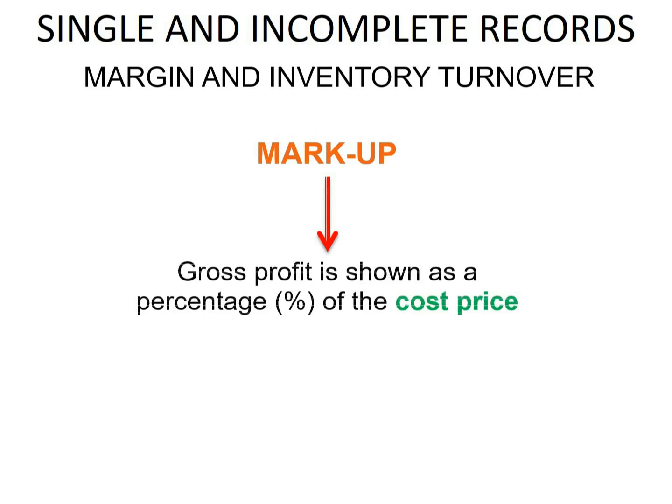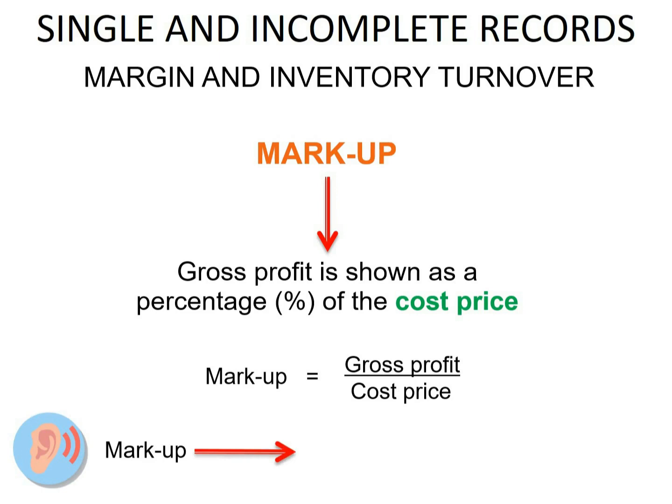Markup is gross profit shown as a percentage of the cost price, and the formula to calculate markup is equal to your gross profit divided by your cost price, and this is always shown as a percentage. So when you hear the word markup, you have to think of the cost price, which is the cost of sales.